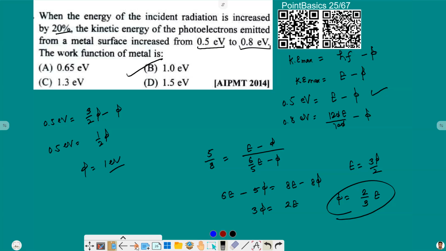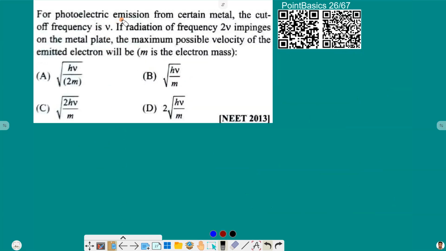Let's move ahead. For photoelectric emission of certain metal, the cutoff frequency is nu. If radiation of frequency 2 nu impinges the metal plate, the maximum possible velocity of the emitted electron will be. So we have to calculate maximum possible velocity. So for that, we can use that maximum kinetic energy, or half mv square, is equal to energy of the photon, let's say that is h nu minus phi.